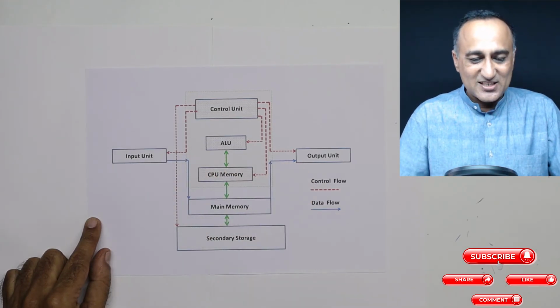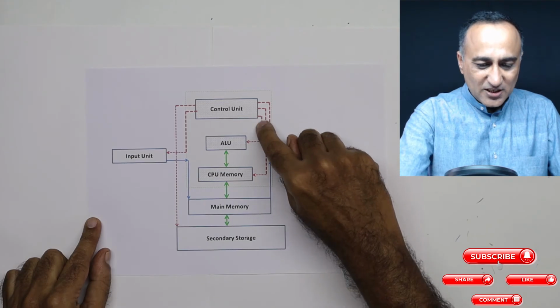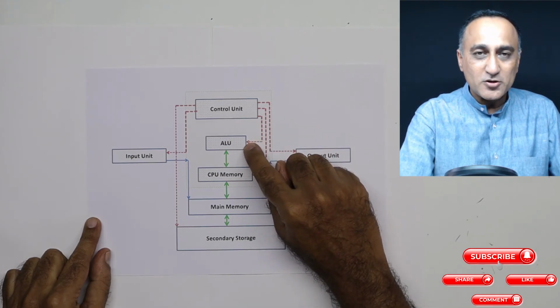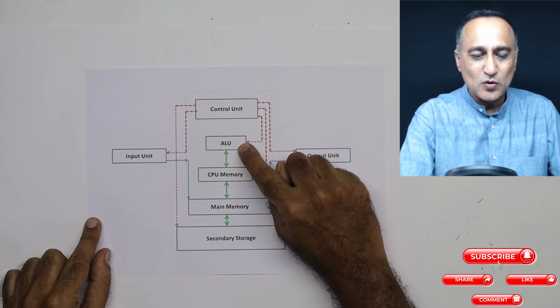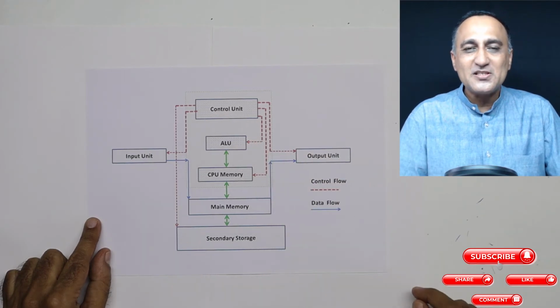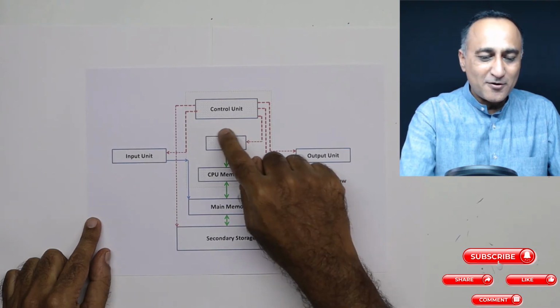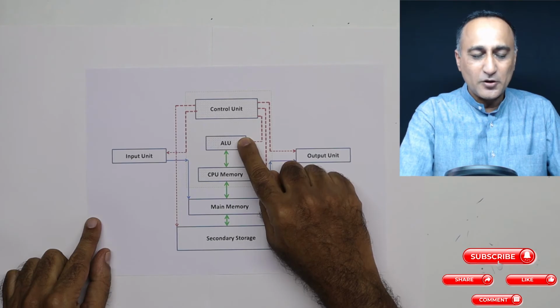So once it gets an instruction, through these control lines, it will tell the arithmetic logic unit: do addition, do subtraction, do division, do multiplication, and so on. Logical operation means something is true or false, whether a person is male or female. Those kinds of decisions are taken in this particular unit.